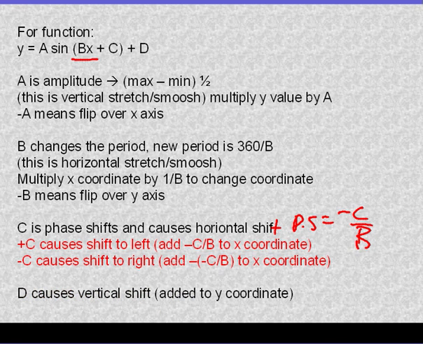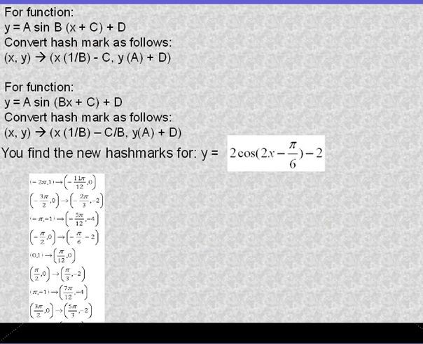And then another final summary. This is how you convert the hash marks. If you have this form of the equation with b outside, it's going to be x times 1 over b minus c, and then y times a plus d. If you have the b inside, it's going to be x times 1 over b minus c over b, and then y times a plus d.